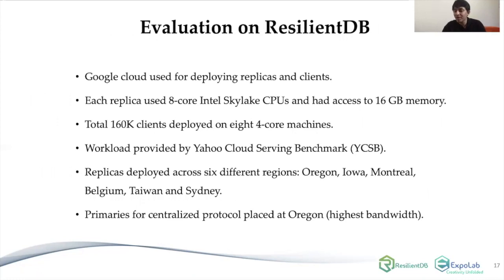Finally, we evaluated ResilientDB, and for that we took 8 core servers and around 160,000 clients. We used YCSB as our workload and deployed replicas across 6 cities across the globe. For protocols with only one primary, which are centralized, we placed the primary in Oregon because Oregon provided the highest bandwidth.